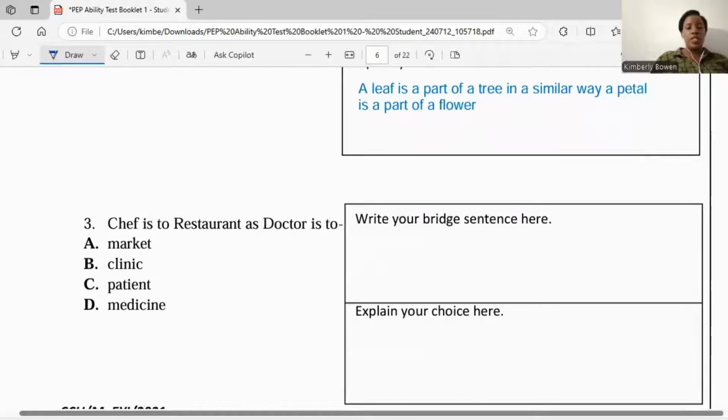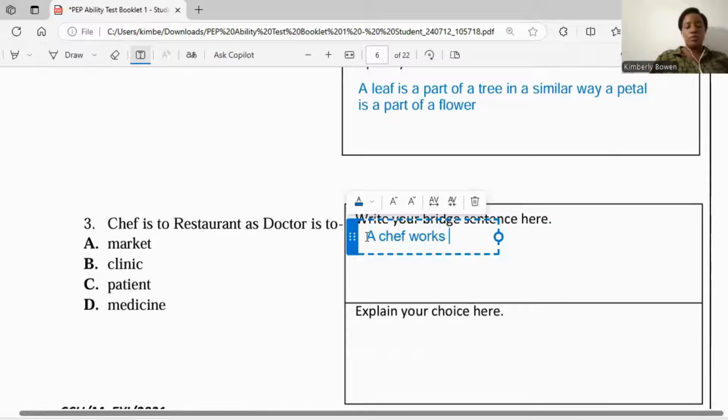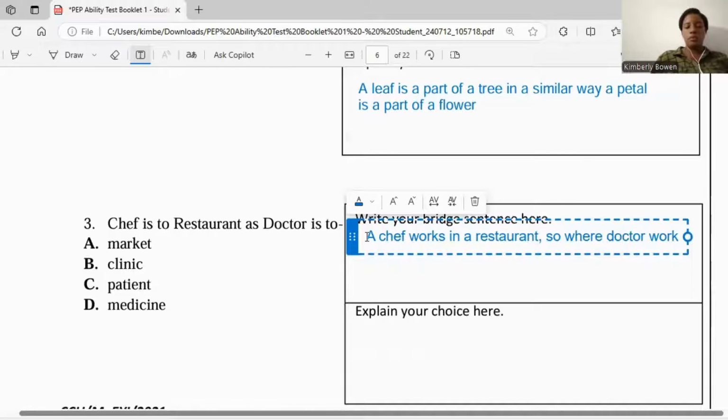Chef is to restaurant as doctor is to. Let's first find the relationship between a chef and a restaurant. A chef works in a restaurant. So where does a doctor work? Does a doctor work in a market, a clinic, patient, or medicine? A doctor works in a clinic.